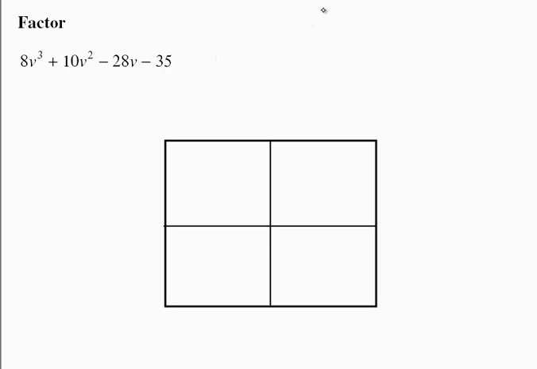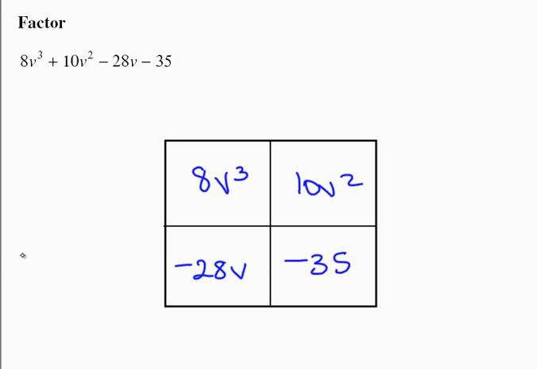So this is our last example for 4-term factoring. I'm going to put my leading term here, my lowest term here. You have 10v squared and negative 28v. Looks a little different. So if you notice, we have a negative row, so our common factor is going to be negative over here. What do 10v squared and negative 35 have in common? They both have a 5 in common. If you notice, 10v squared is not negative, so I do not factor out a negative, just the 5.